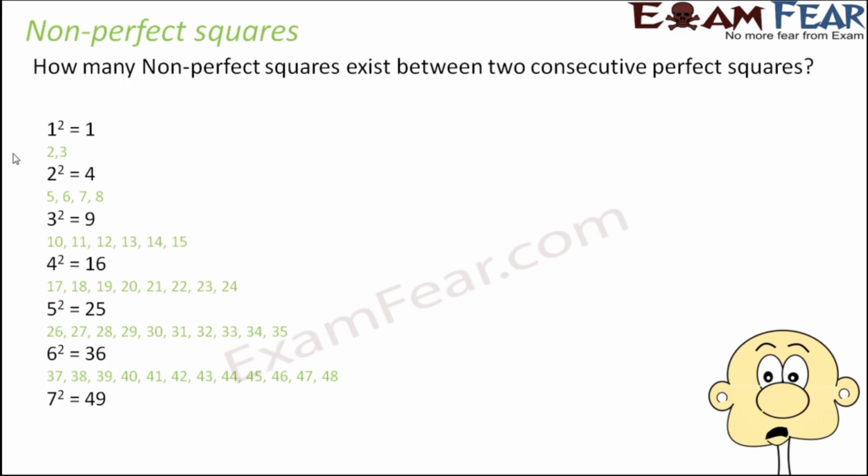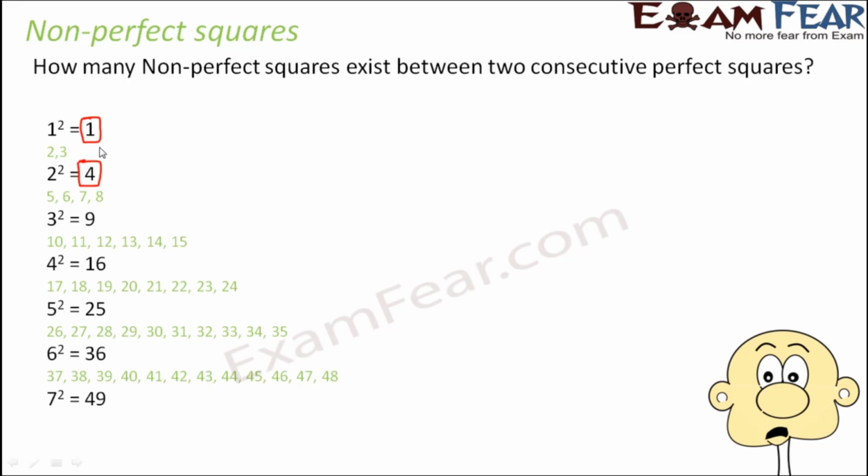Let's look at this. Here, all those numbers which are written in black are the perfect squares. Let's start with squaring the smallest possible natural number, which is 1. When you square 1, you get 1, which is a perfect square. The next possible integer would be 2. When you square 2, you get 4.